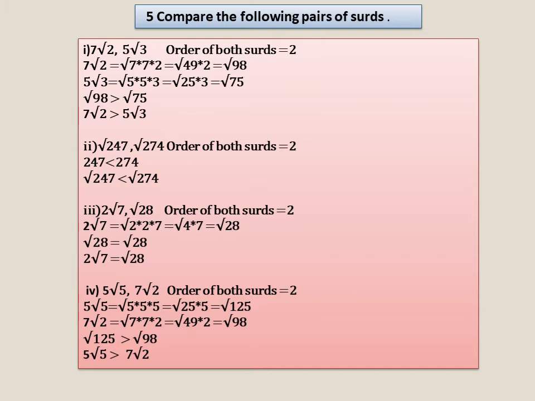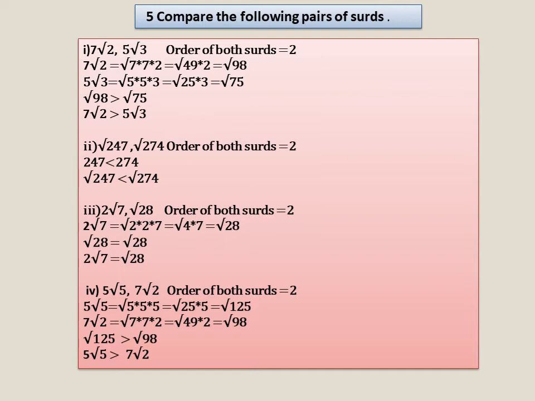Square root of 247, square root of 274. Here also the order is 2. But now no number is given outside. Then only compare 247 and 274. Who is greater? 274. Then 247 is less than 274. Therefore, square root of 247 is less than square root of 274.